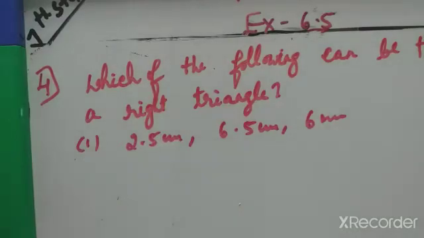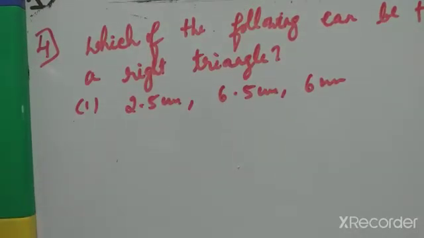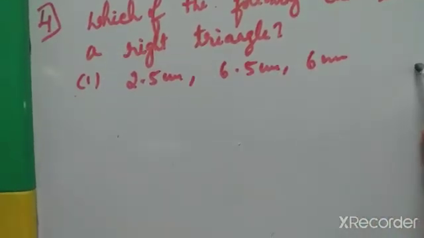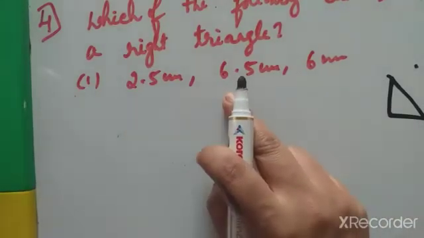Fourth question. Which of the following can be the sides of a right angle triangle? And here the first option, 2.5, 6.5 and 6 centimeter is given. Then second and third are going. In case of right angle triangles, identify the right angle. So now we can know that it is a right angle triangle with the help of Pythagoras property. According to Pythagoras property, square on the hypotenuse is equal to sum of the square of other two sides.